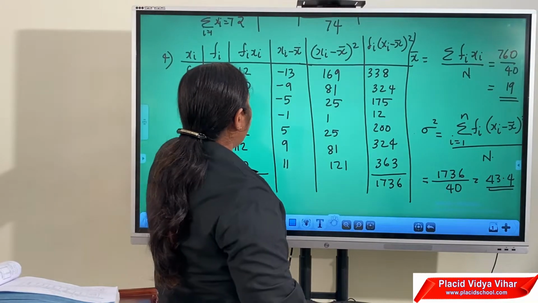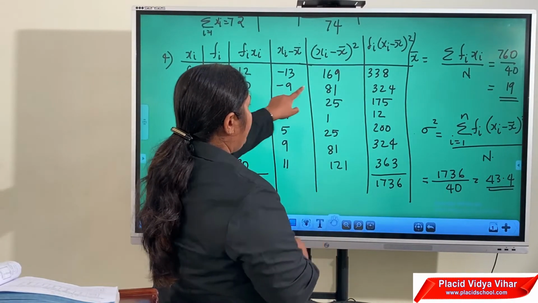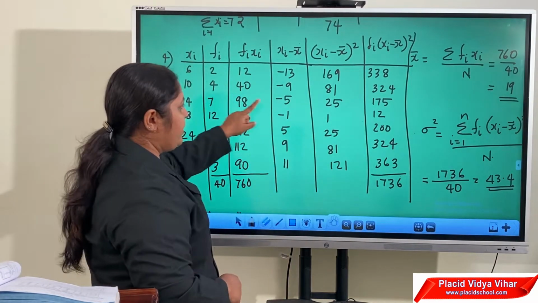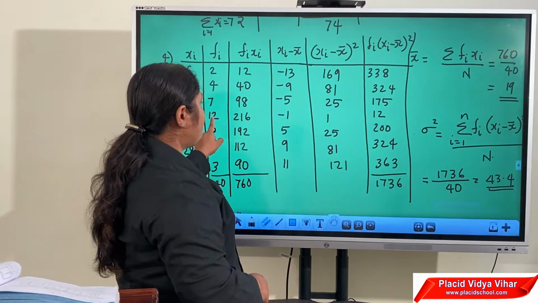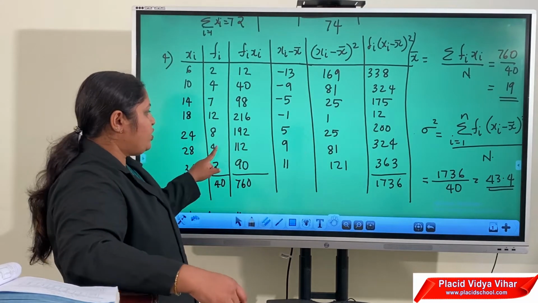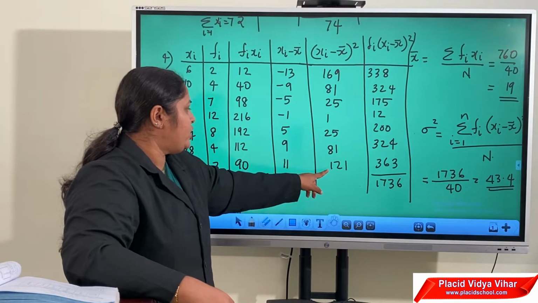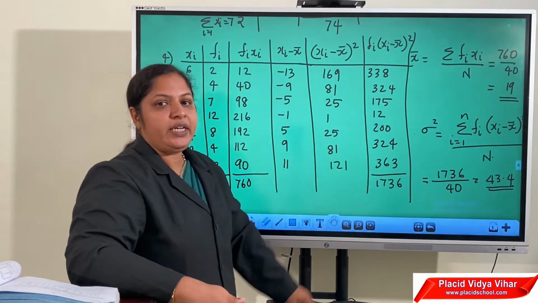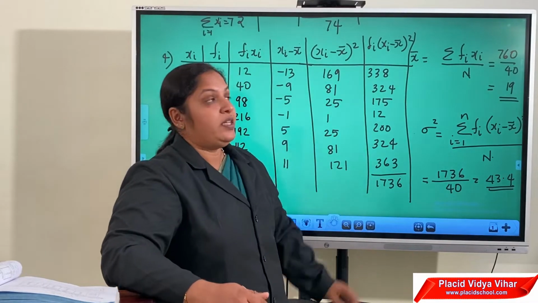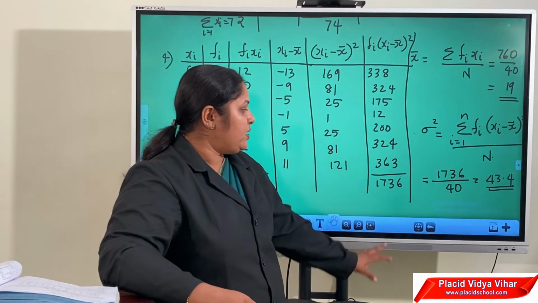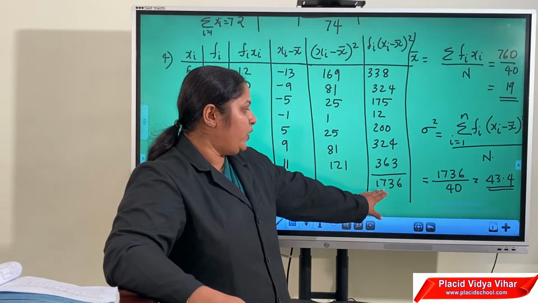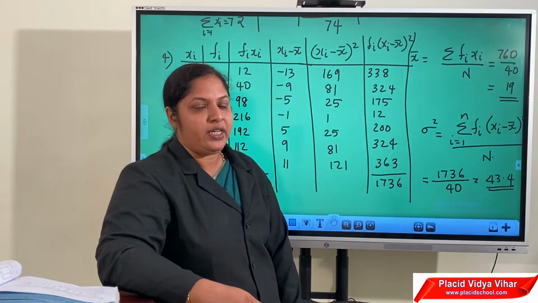So, 169 into 2, 338. 81 into 4, 324. 25 into 7, 175. 1 into 12, 12. 25 into 8, 200. 81 into 4, 324, and 121 into 3, 363. We need to obtain the sum of that particular column, that is sum of Fi into Xi minus X bar the whole square. You will obtain it as 1736.